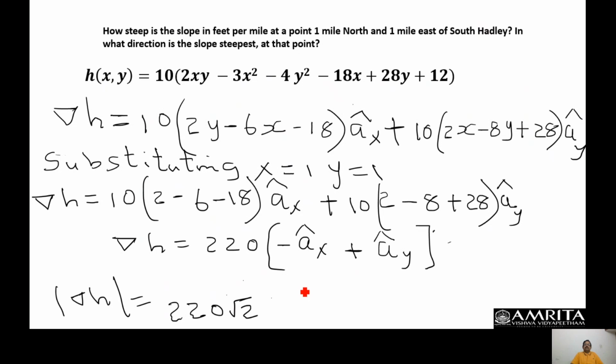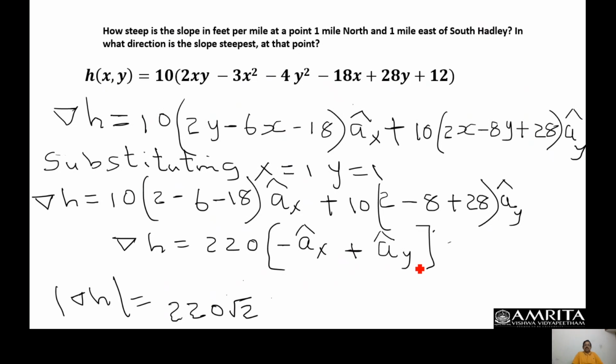Now, in what direction is the slope steepest at that point? Because the gradient is a vector quantity, I can look at the term within the bracket, minus ax hat plus ay hat. The moment I say minus ax hat plus ay hat, it tells me that there is a component along the negative x direction, and negative means it is west of South Hadley, and along the positive ay direction means it is north. So the direction of this gradient is northwest.